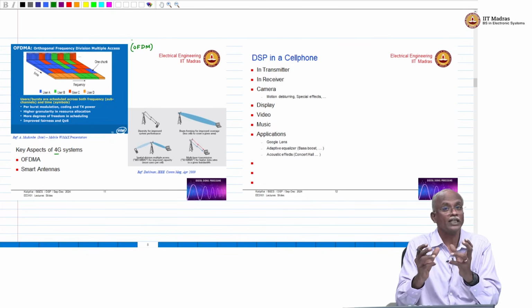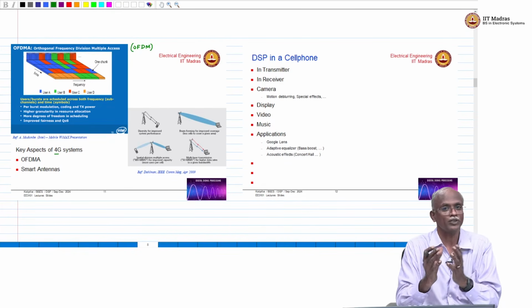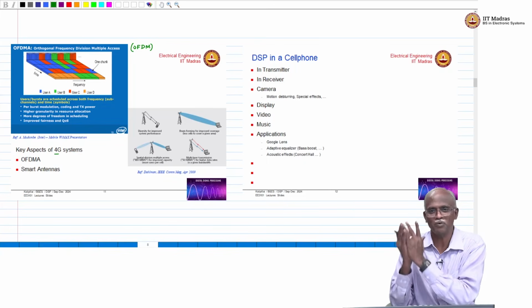This is based on the FFT. What is FFT? The fast Fourier transform. And where does that come from? Comes from signal processing.